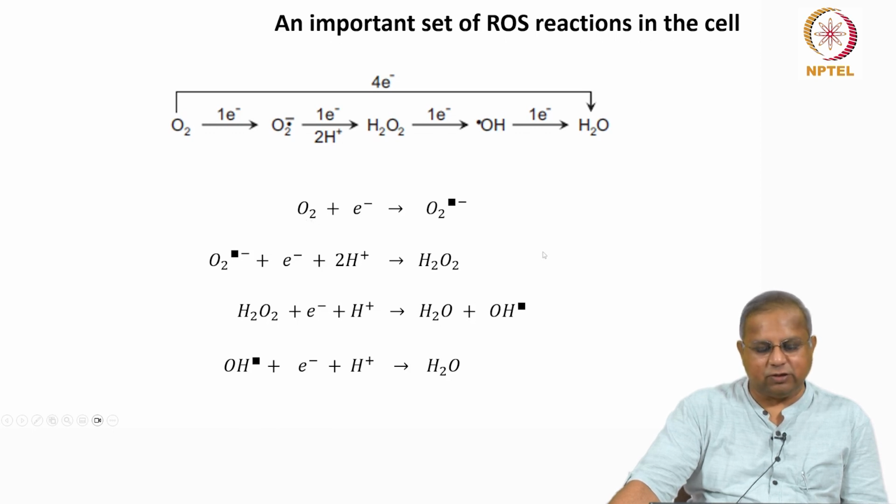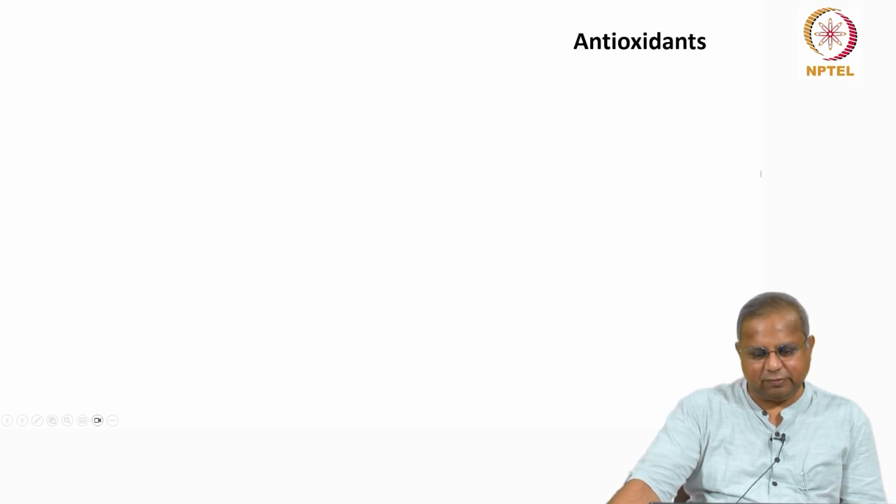1 electron reduction of oxygen gives you superoxide, 1 electron reduction of superoxide gives you hydrogen peroxide, 1 electron reduction of hydrogen peroxide gives you hydroxyl radicals, and 1 electron reduction of hydroxyl radicals gives you water. So this is good to remember. We'll see it many times, of course.